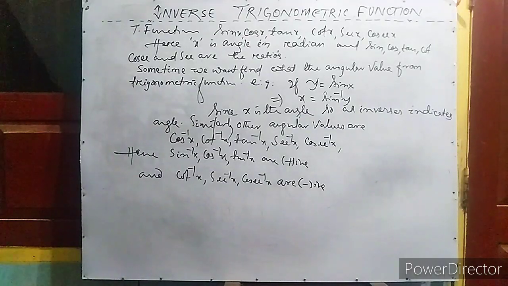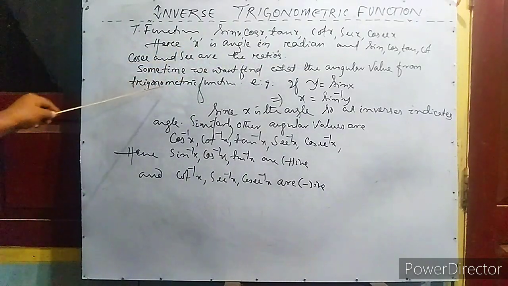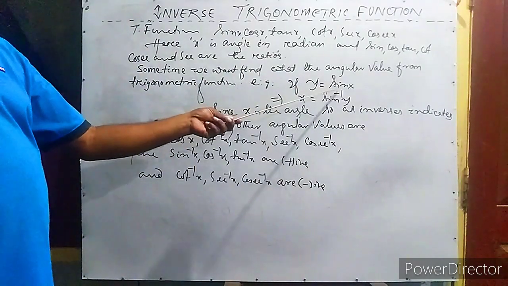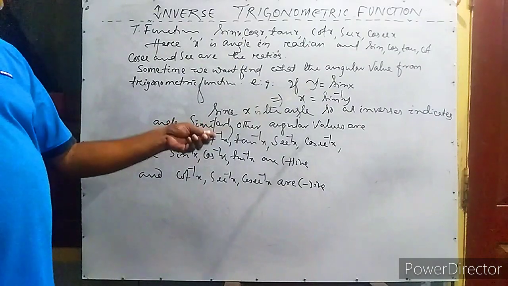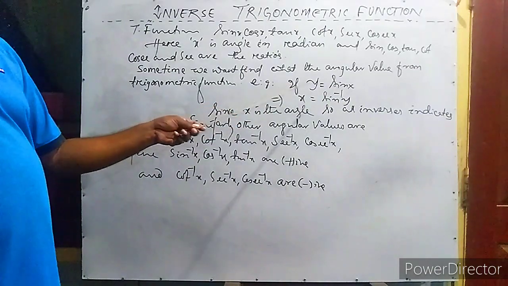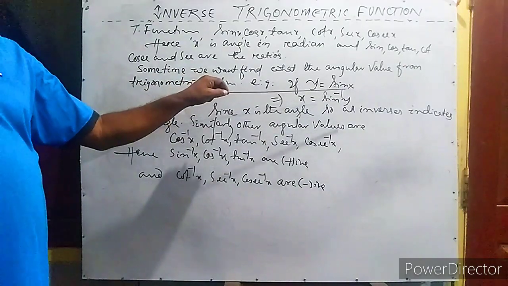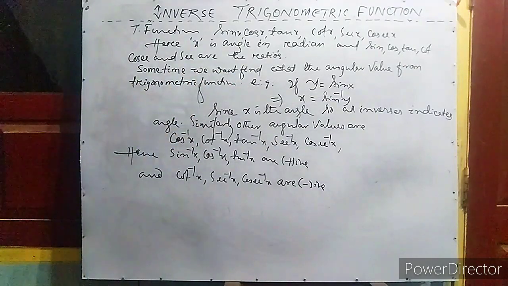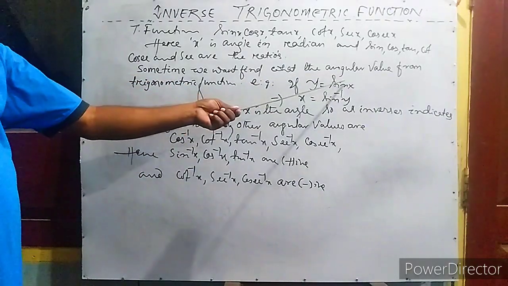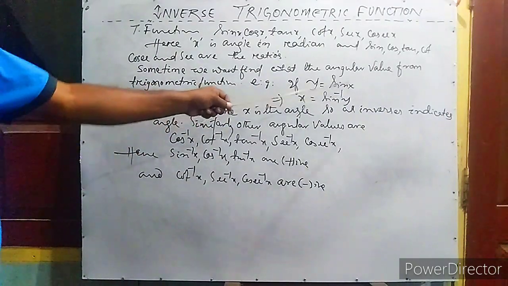Sometimes we want to find the angular value of the trigonometric function. Suppose y equal to sin x is one of the trigonometric functions. Here x represents the angle. If you take sin to this side, it will be sin to the power minus 1. Sin to the power minus 1 you read as inverse. Sin inverse y. So minus 1 power means the inverse. So x equal to sin inverse y.